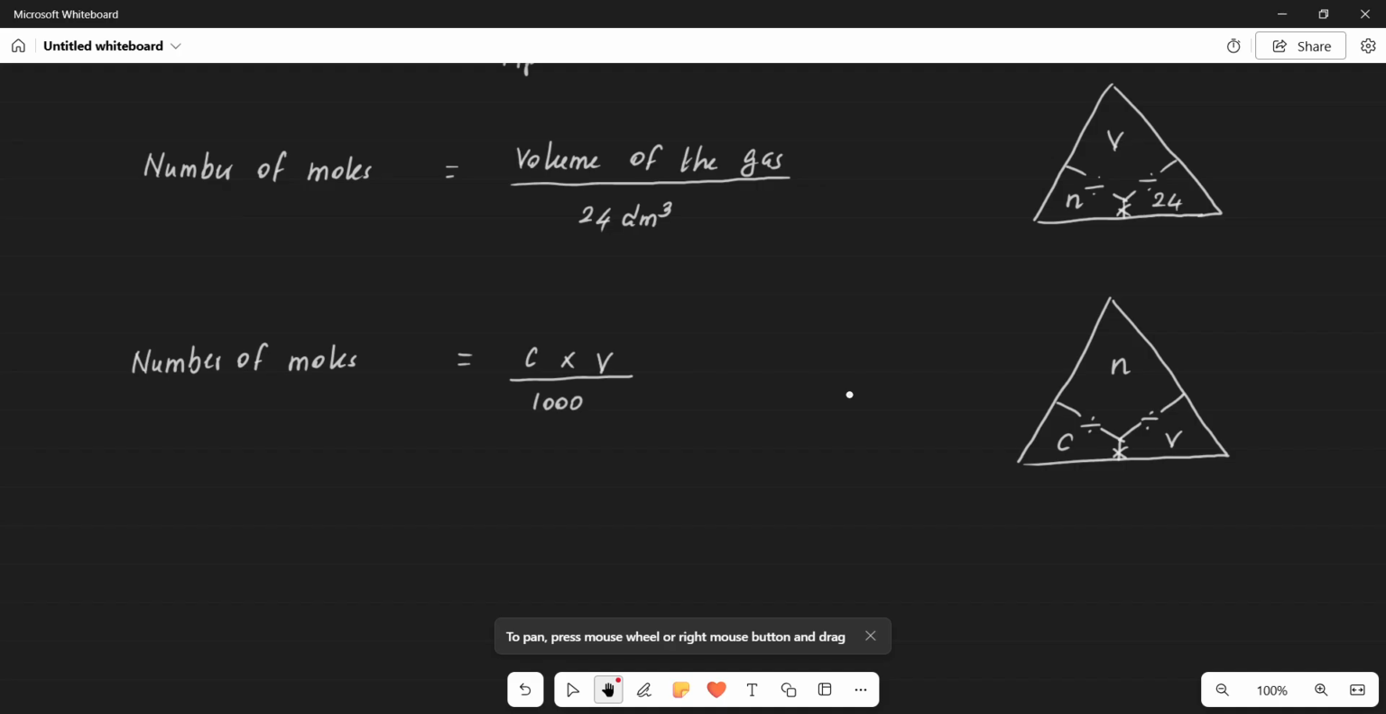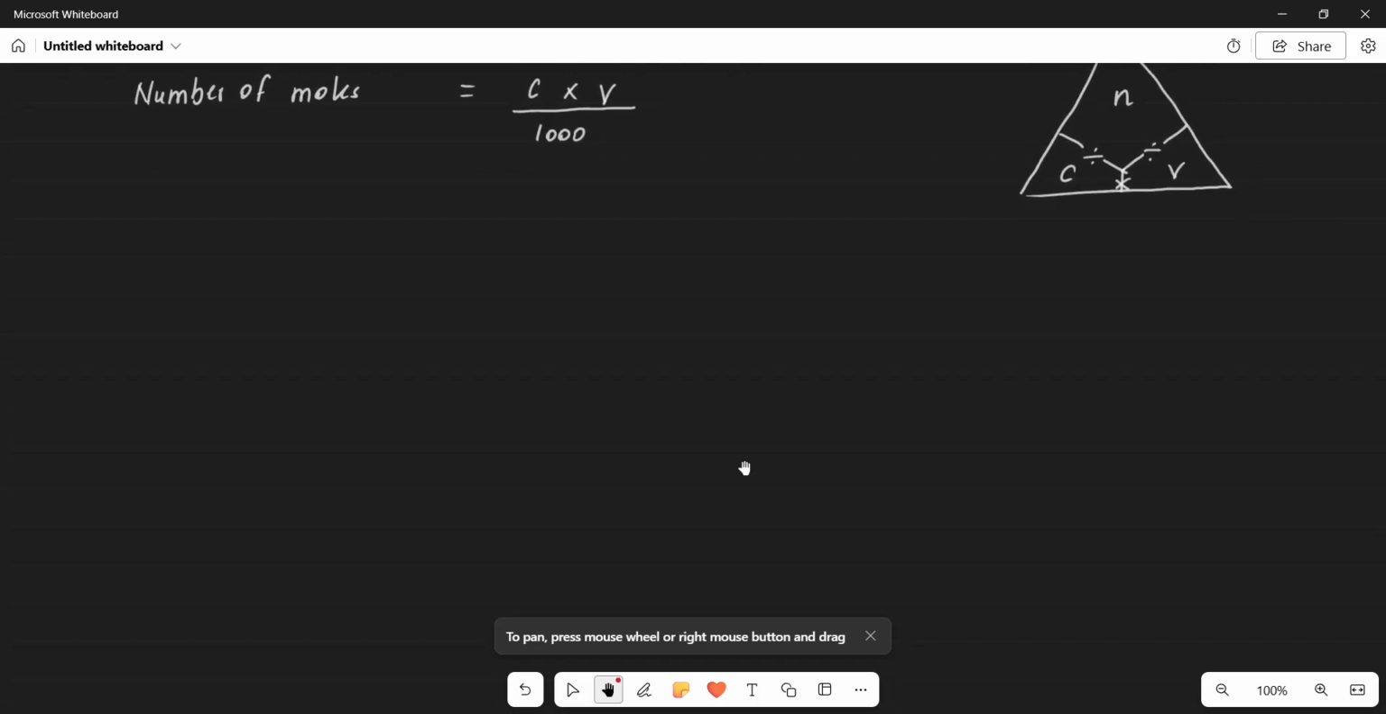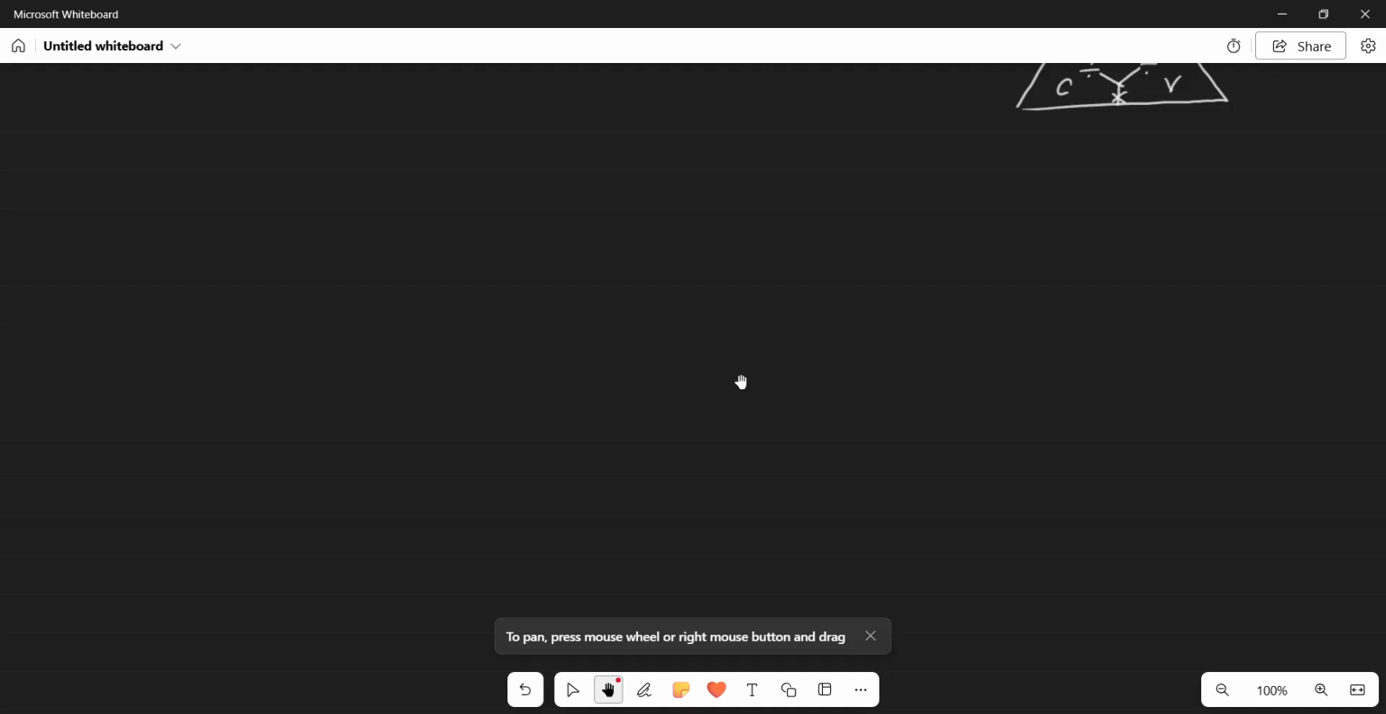So let us take some simple examples to understand how to use the formula. Let me take one example. Calculate the number of moles of carbon dioxide in 72 grams of it. So 72 grams of carbon dioxide contains how many moles?